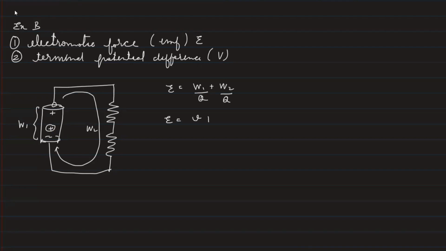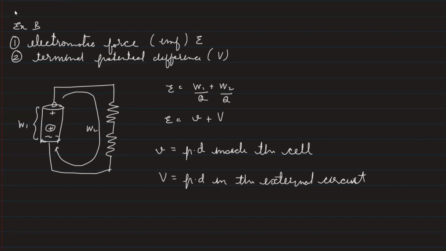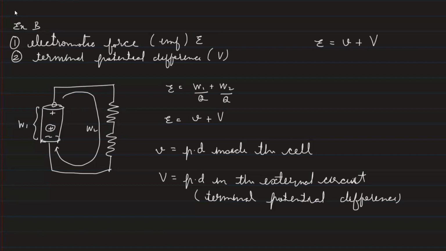And this can be termed as small v and big V. Small v is the potential difference inside the cell. Big V is the potential difference in the external circuit, which is also called terminal potential difference. So now, when I write E equal to small v plus big V, according to Ohm's law, this is I into small r, and I'm going to write the other as I into big R.